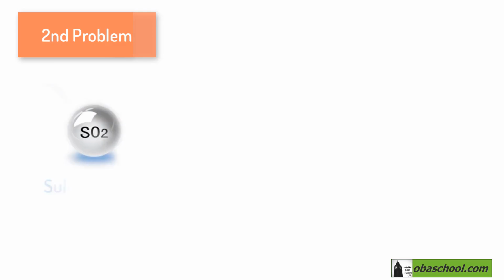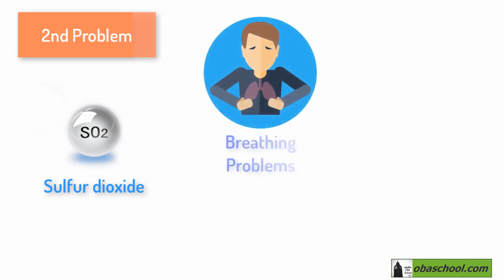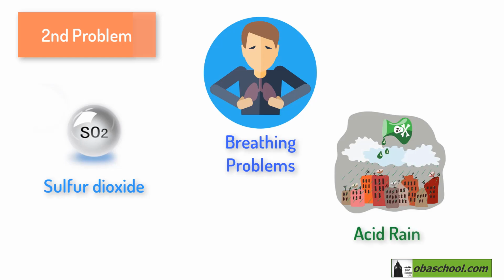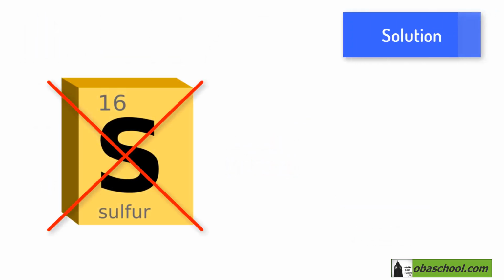The second problem is that coal and oil release sulfur dioxide gas when they burn, causing breathing problems, as well as acid rain, which has several impacts on human health in general. So we can remove the sulfur from the fuel before burning it to stop acid rain.